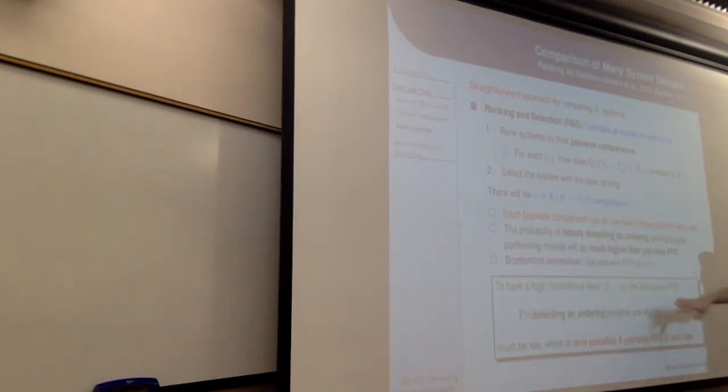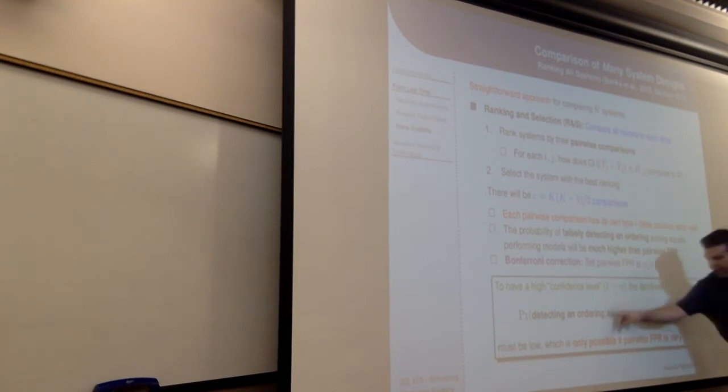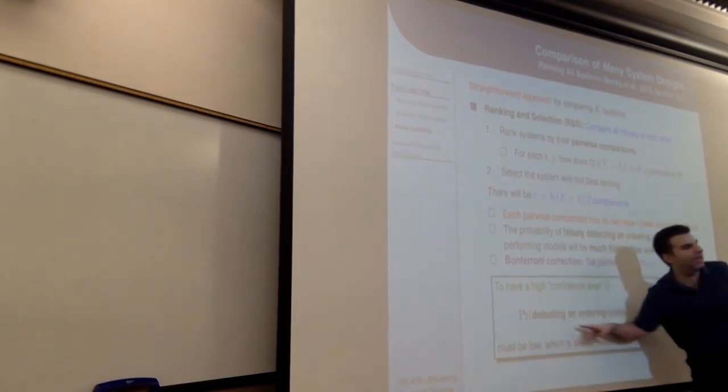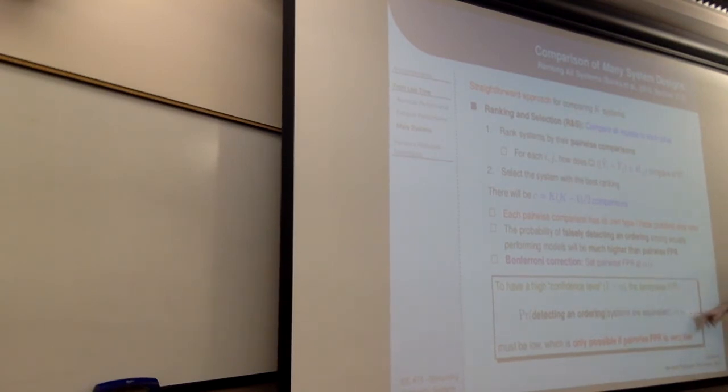And so the family level interpretation of confidence level is basically, under the null that systems are equivalent, I falsely detect an ordering with probability alpha. And if I want that to be 5%, the individual pairwise comparisons have to be much, much, much lower than 5%.